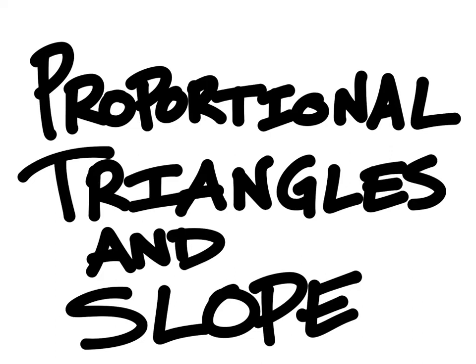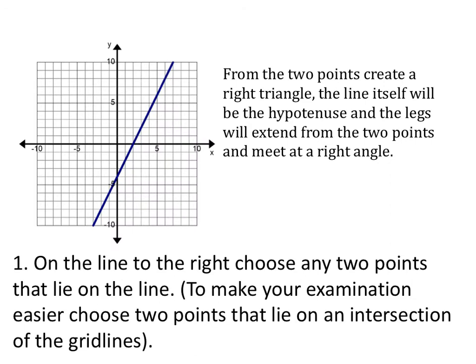All this is going to do for us by making the triangles is to show specifically what the rise and run is. So number one, on the line to the right, choose any 2 points that lie on the line and make sure they're coordinates that we can find. It should just be whole values for the coordinates, or integer values. And then the second part of that, from the 2 points create a right triangle. The line itself will be the hypotenuse and the legs will extend from the 2 points and meet at a right angle. All right, take a minute and do those two with your neighbor.